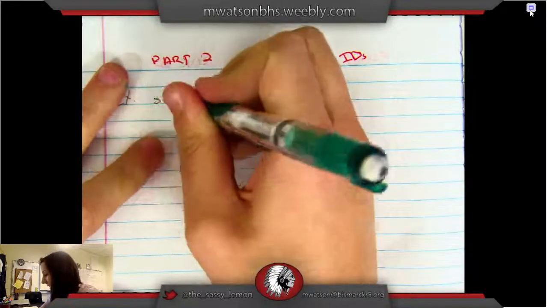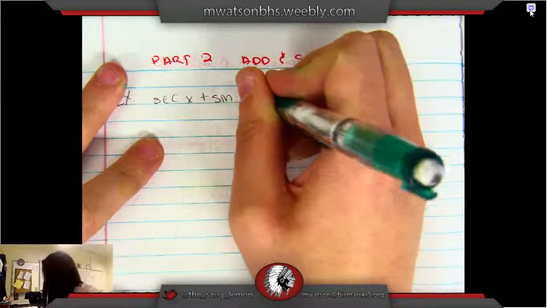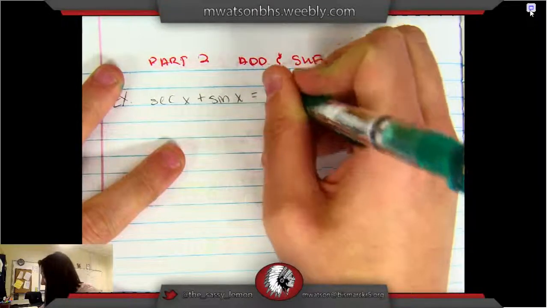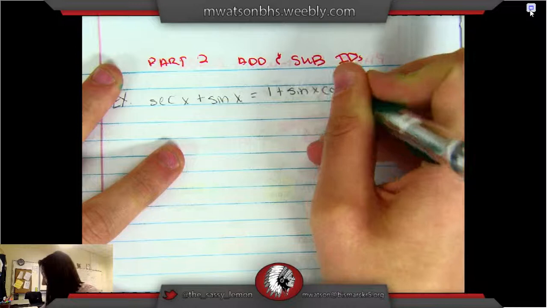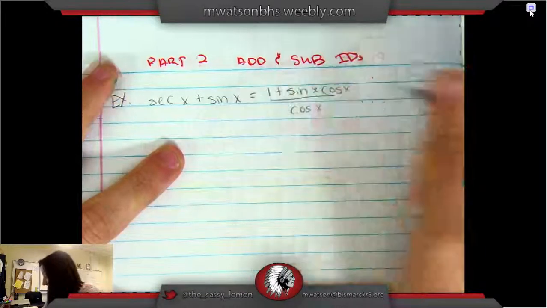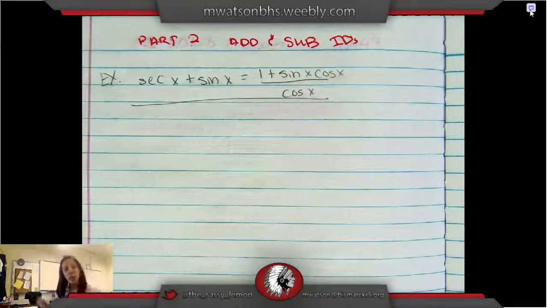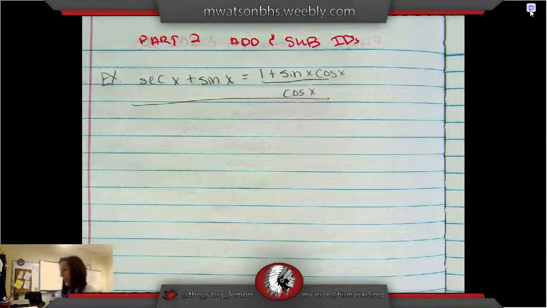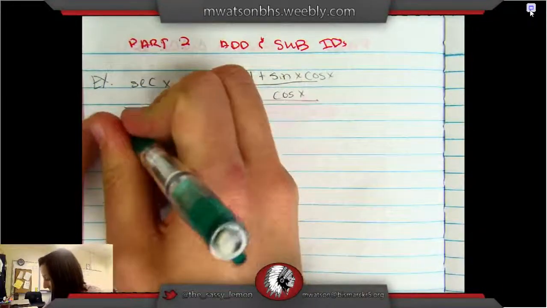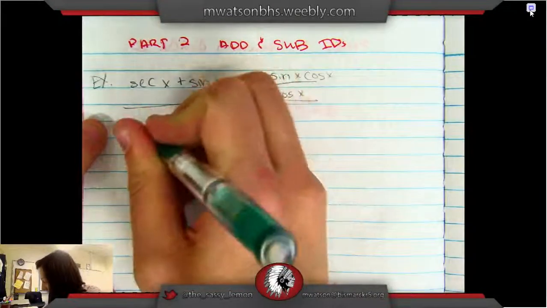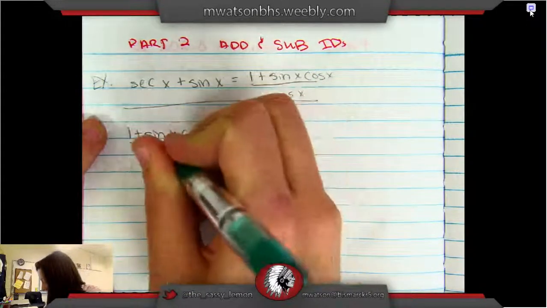Secant x plus sine of x equals 1 plus sine x times cosine of x all over cosine of x. So there's our problem. Underline the whole thing. Pick the more complicated side. I think it's pretty obvious which one's the more complicated side. So it's this right hand side. So we're going to put 1 plus sine of x cosine of x all over cosine of x.